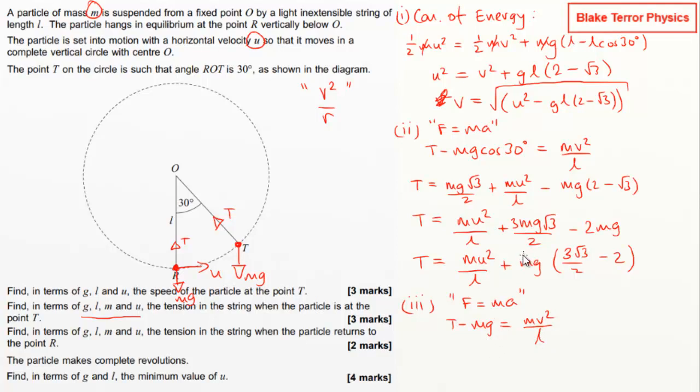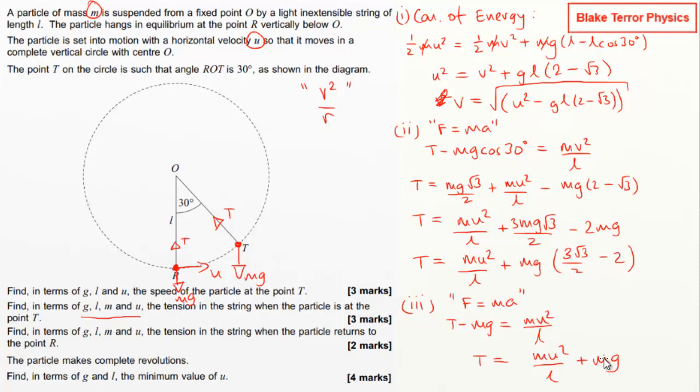So we're just doing the same thing that we had before. And in this case, v is u. So it's even easier. We can just change that v to u because we're back where we started. So we've got that T is equal to mu squared over L plus mg. So that's a pretty straightforward part of the question.